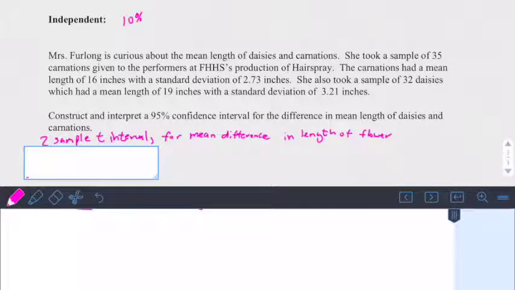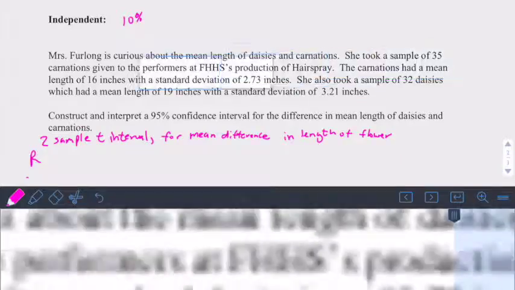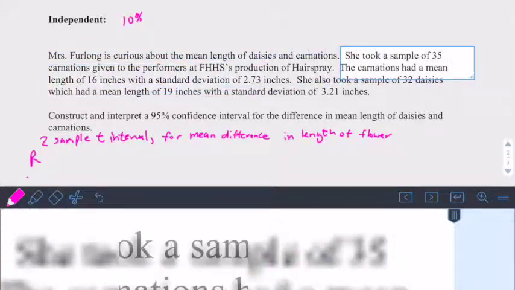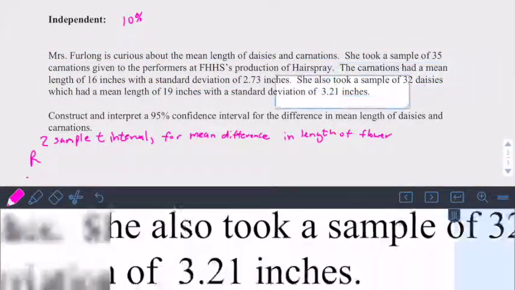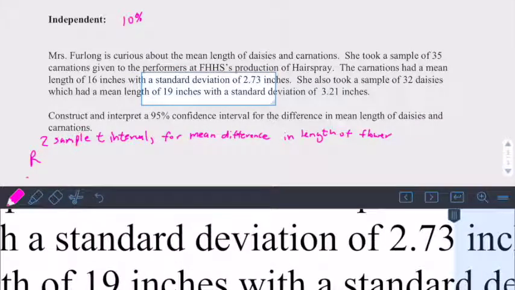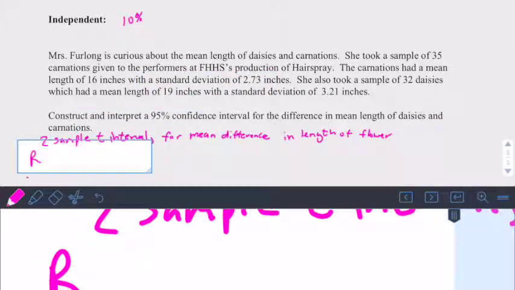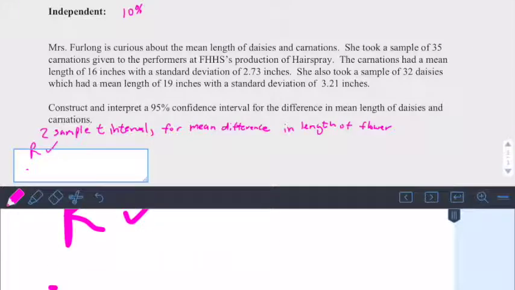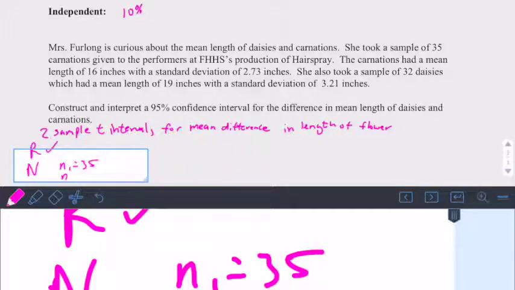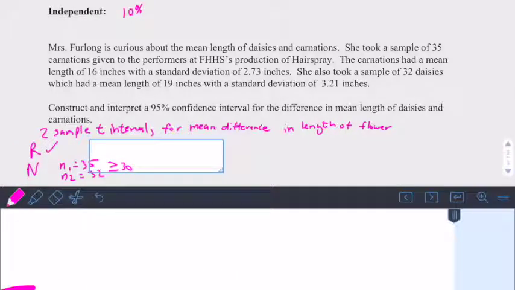So we have our conditions. We need to check our random condition. Well, she took a sample of these flowers and she took another sample. It doesn't say that they were random samples, but we will assume it. Then we need to check their normal conditions. Well, n1 is 35, n2 is 32. Both sample sizes are greater than or equal to 30, so we know that the sampling distribution is approximately normal.